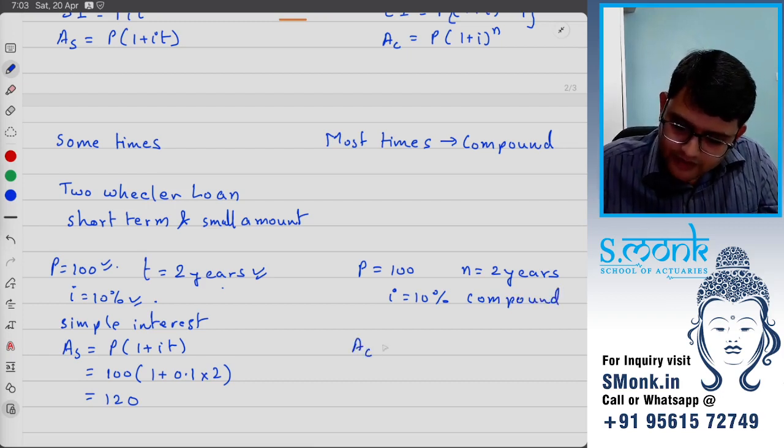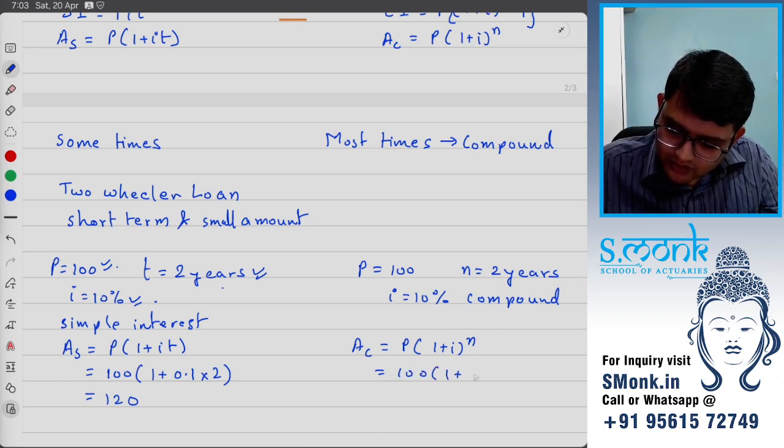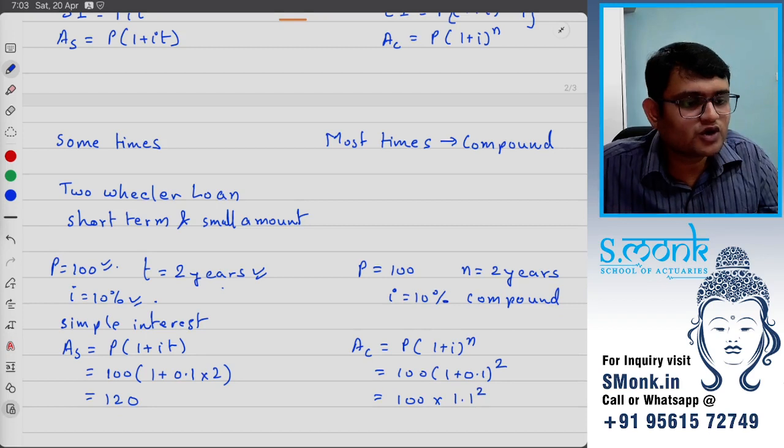Can you tell me how much it will be? We'll say P into 1 plus I raised to n, that would be 100 into 1 plus 0.1 raised to 2. If you are confident about your squares, you will be able to calculate.